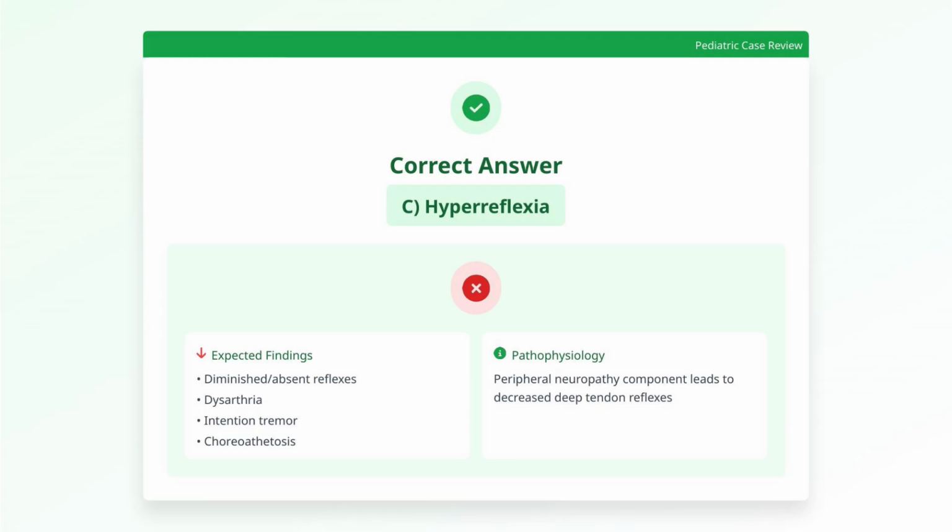Hyperreflexia would not be expected in Ataxia telangiectasia. Instead, these patients typically have diminished or absent deep tendon reflexes due to the peripheral neuropathy component of the disease. They commonly demonstrate dysarthria, slurred speech, intention tremor, and chorioathetoid movements, all of which reflect progressive cerebellar and extrapyramidal dysfunction.